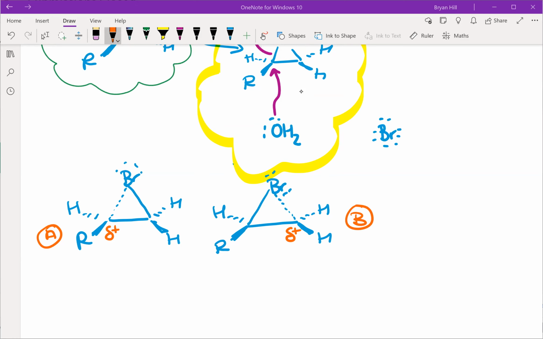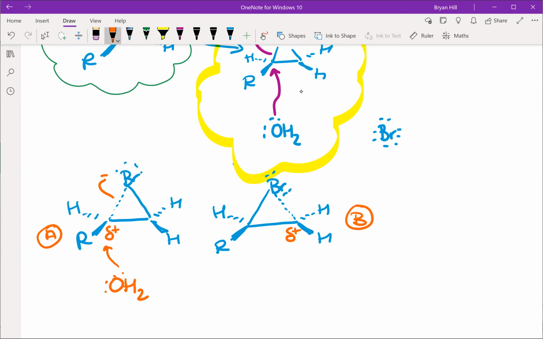So if the water is coming in to attack, this is the lower energy pathway, even though you might say that there's some steric issues. Consistently, you get the breaking of the bond to the more substituted carbon, the carbon with the more substituents on it.